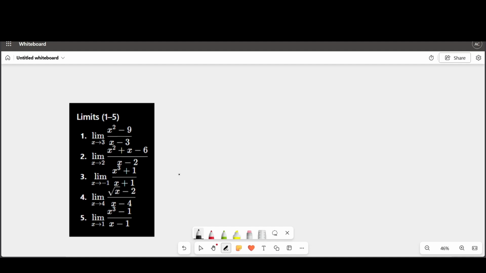The fourth question. What is the limit as x approaches four? Oh, this has a cube now. This has a square root now. I hope this won't equate to 0/0, because then, oof. We're going to learn something new in calculus.